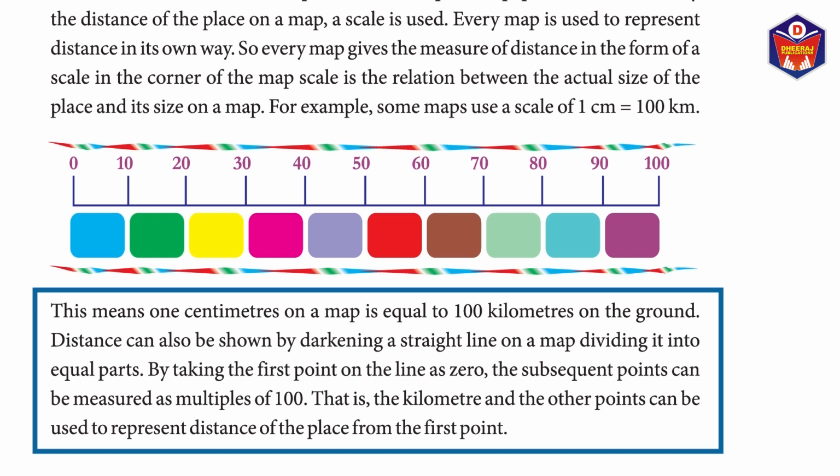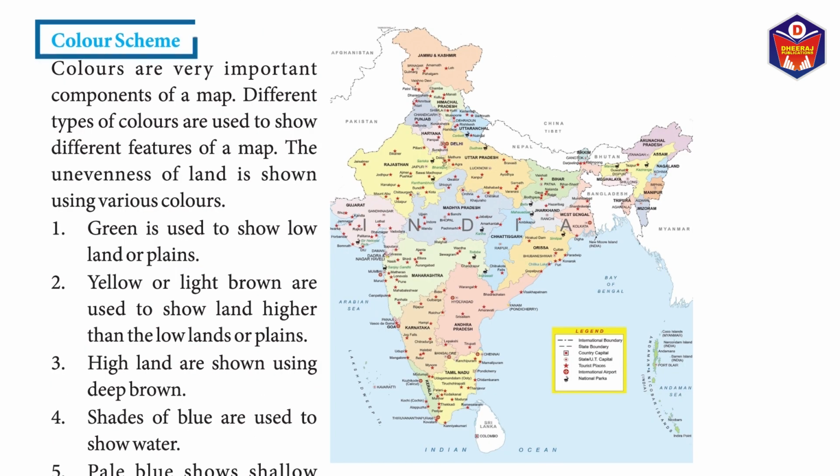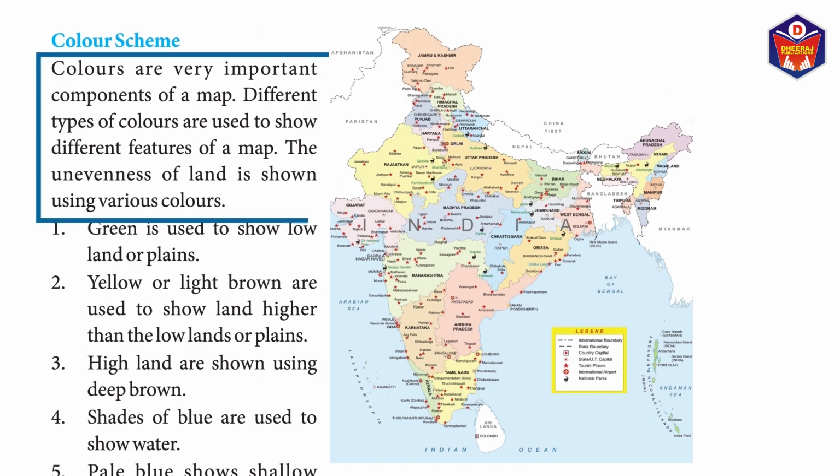Distance can also be shown by darkening a straight line on a map, dividing it into equal parts. By taking the first point on the line as 0, the subsequent points can be measured as multiples of 100. That is, the kilometer and the other points can be used to represent the distance of the place from the first point. Color scheme. Colors are very important components of a map.